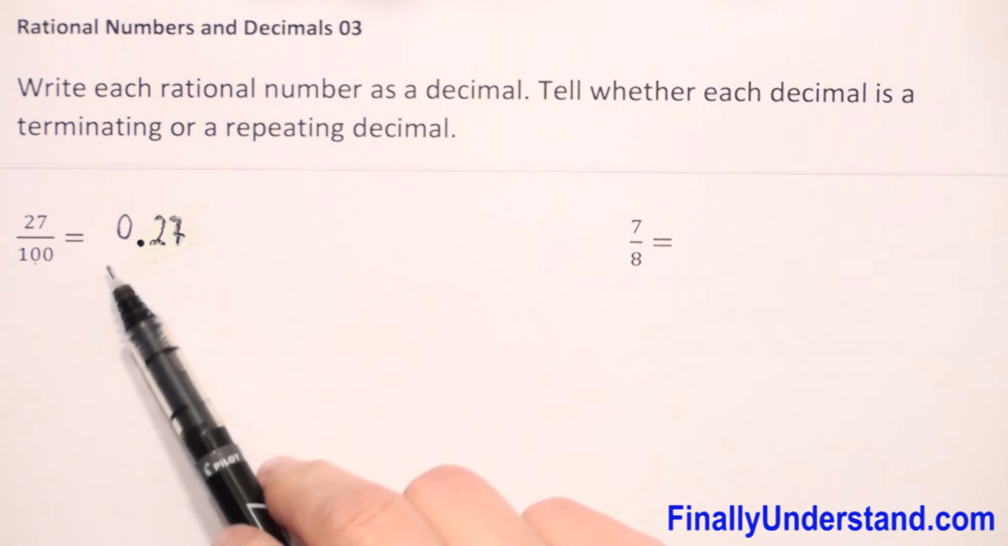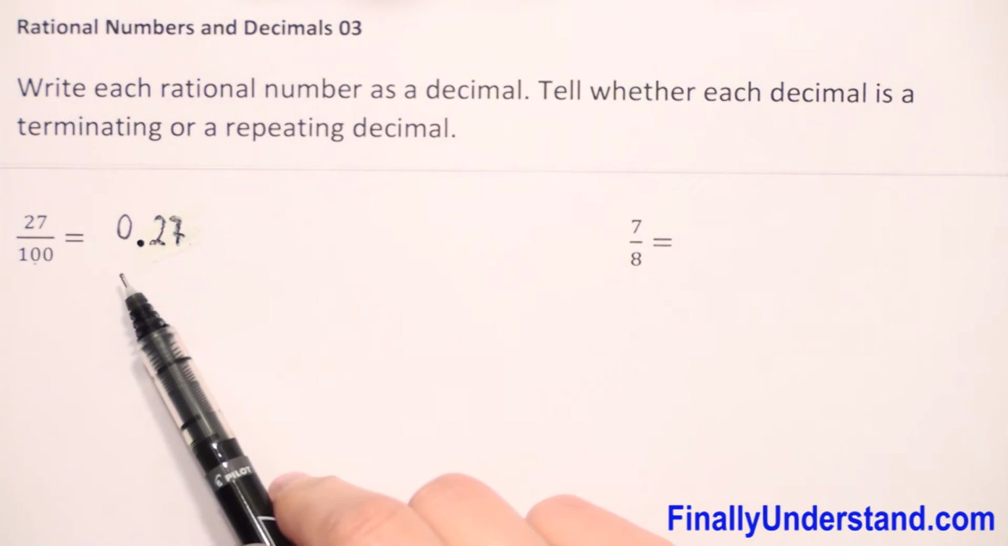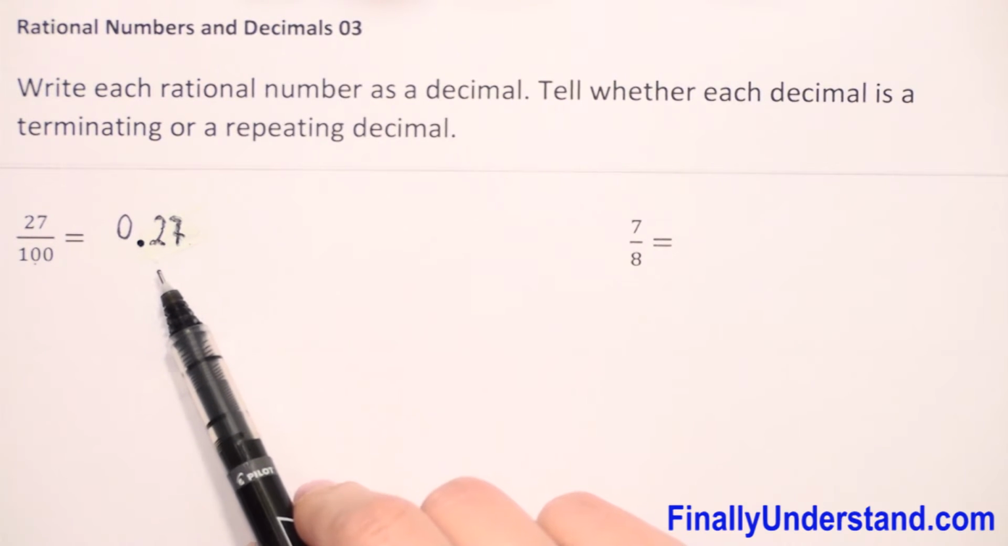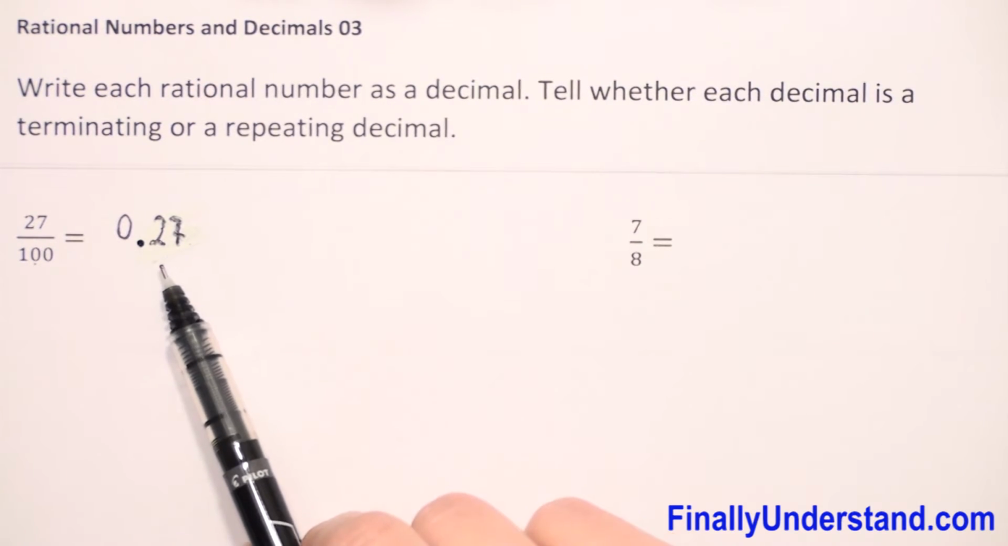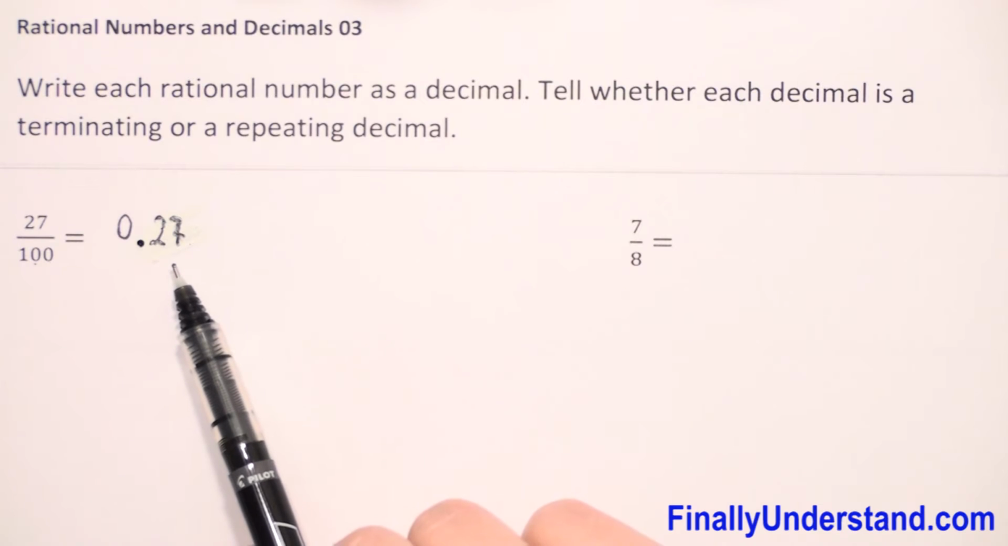Because this fraction we can rewrite as a decimal, if you do long division, the long division ends, so we can write that this decimal is a terminating decimal.